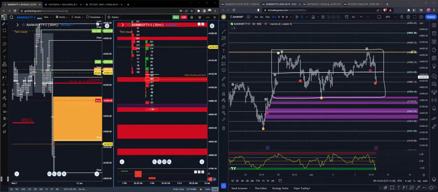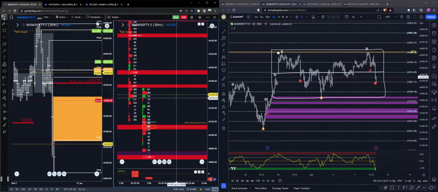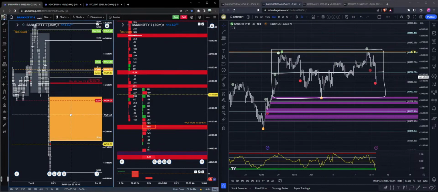I am actually short biased because this is the area of supply. This is where I'm looking for supply to reinitiate their positions and re-enter the market. The previous day's low is also very important for me. So we'll just look at these levels.